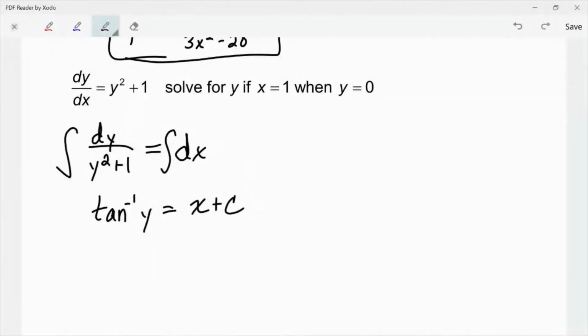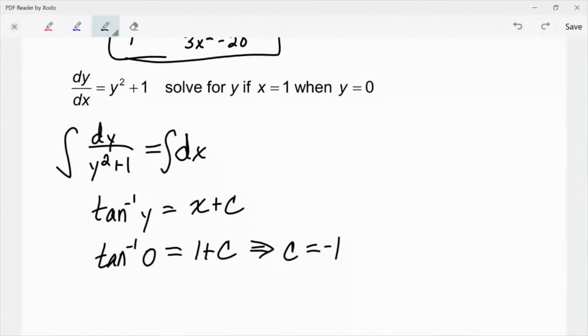And like I mentioned on the last one, we can plug in our point whenever we want. I'm going to go ahead and plug this in because I know what inverse tangent of 0 is. Inverse tangent of 0 is equal to 1 plus c. So inverse tangent of 0 is 0. So from that, I can get c to be negative 1. And then I can solve for my y here.